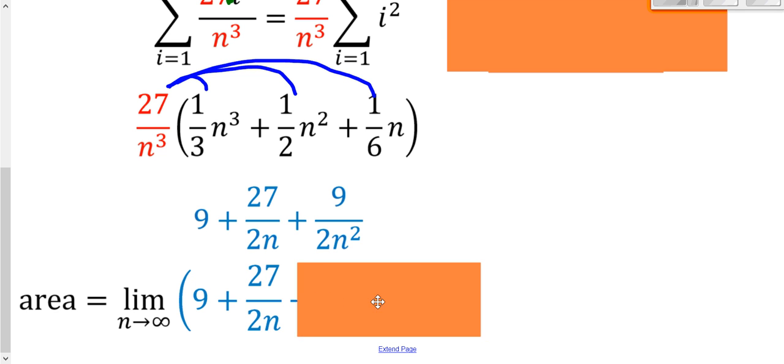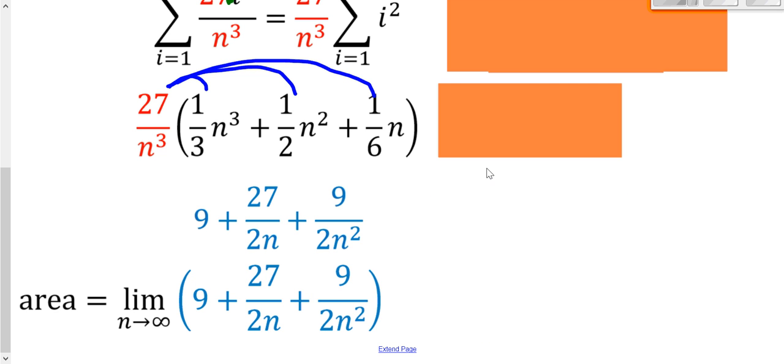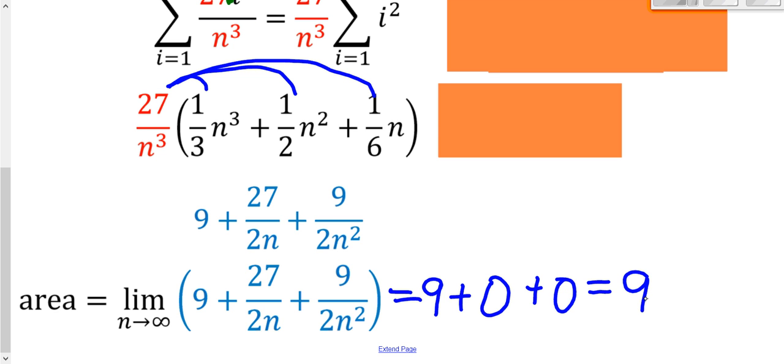Well, if we do that, when we do our limit here, n going to infinity has no effect on the 9. N going towards infinity would be 27 over something big, so that would be close to 0. And then we would have 9 over something big because n's going towards infinity. In other words, we would get 9 for our answer.